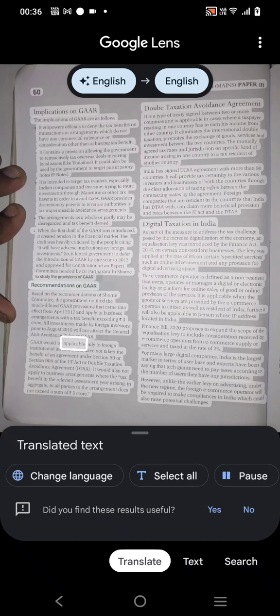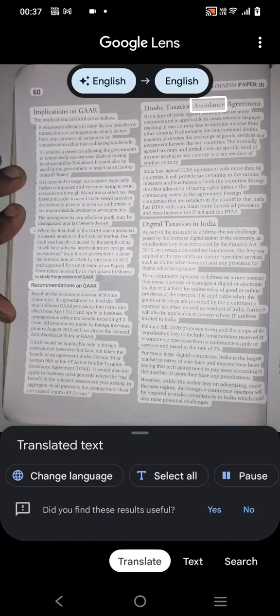GAR would be applicable only to foreign institutional investors that have not taken the benefit of an agreement under Section 90 or Section 90A of the IT Act or Double Taxation Avoidance Agreement, DTAA. It would also not apply to business arrangements where the tax benefit in the relevant assessment year arising, in aggregate, to all parties to the arrangement does not exceed a sum of 3 crore.